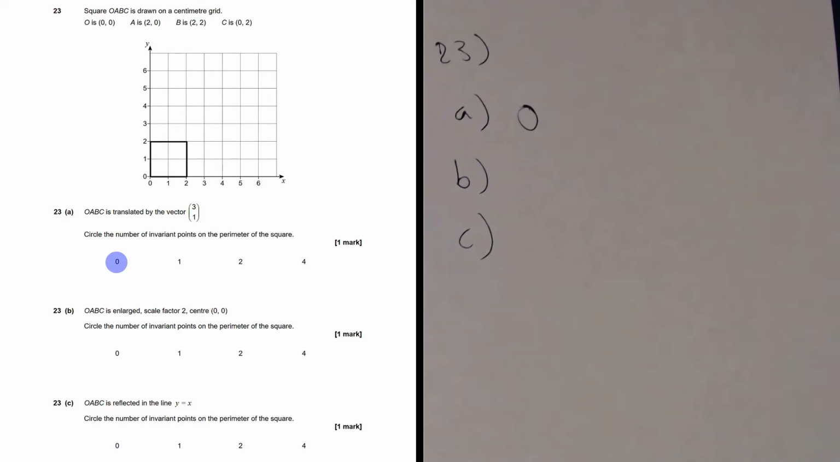In part B we are told that the square is enlarged by a scale factor of 2 about the centre. If we visualise doing that enlargement, we will see that the only point that stays in the same place is the centre, which is (0, 0). So the answer to this is 1 invariant point. Finally, in part C, we are told that the square is reflected in the line y equals x. Again, if we visualise this, the points (0, 0) and (2, 2) will remain unchanged, but the other two corners will essentially flip over each other. So the answer to this is 2.